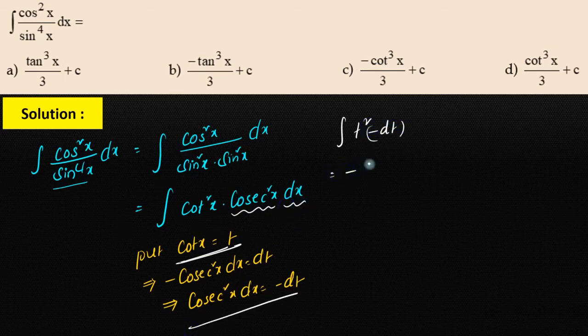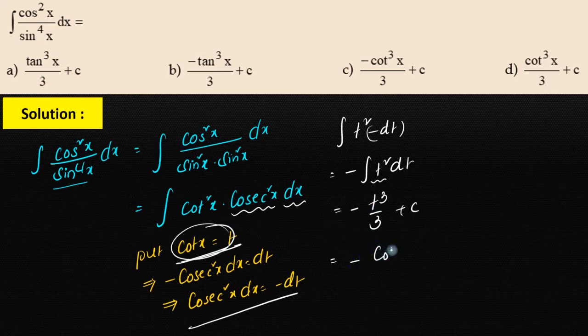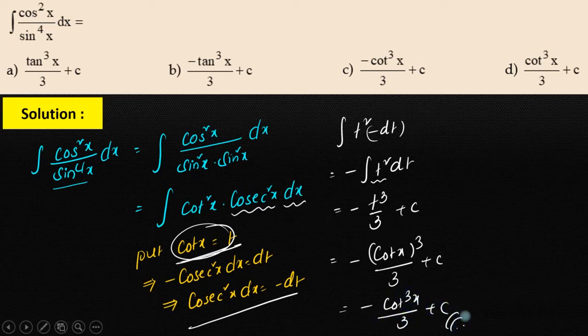This equals to minus of integral t square dt. This equals to minus of integration of t square is t cube by 3 plus c. This equals to minus of, here t is cot x, whole cube divided by 3 plus c. This equals to minus of cot cube x divided by 3 plus c. Therefore, the answer is option C.